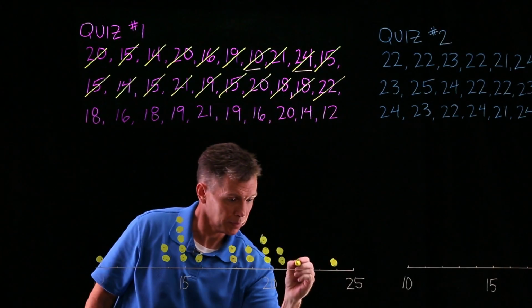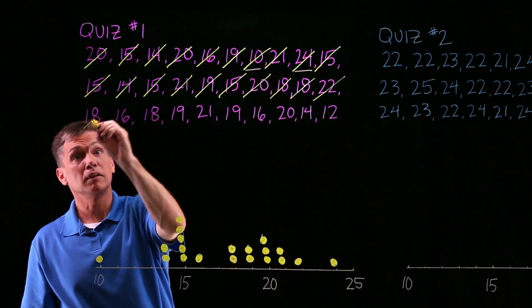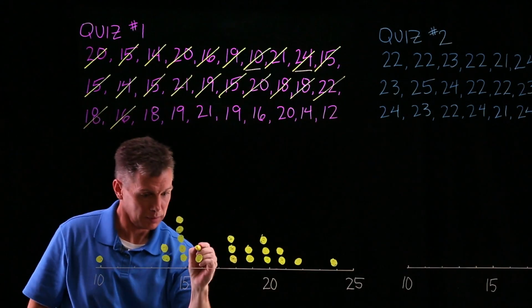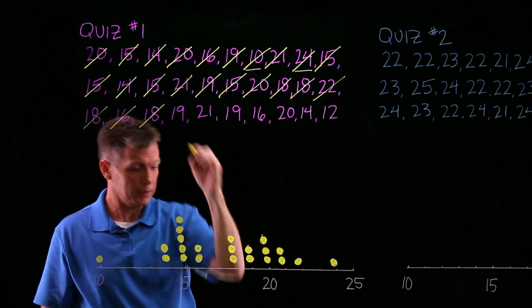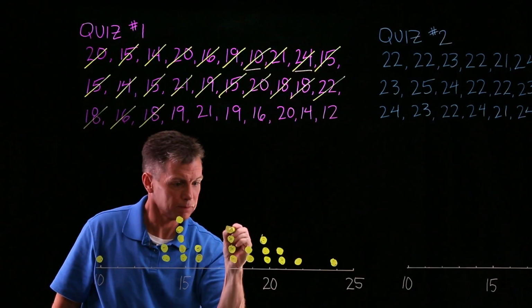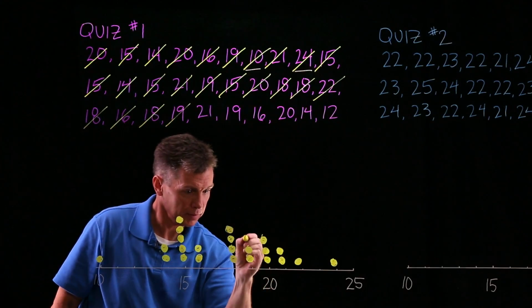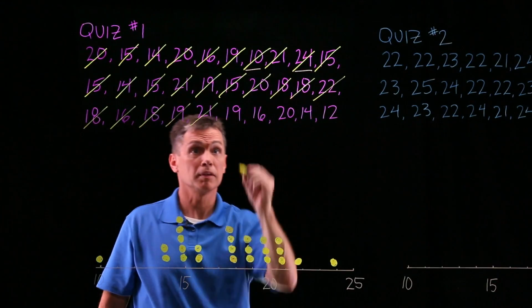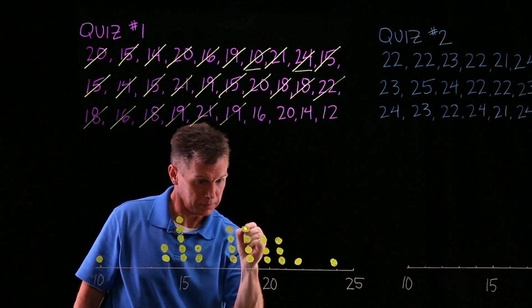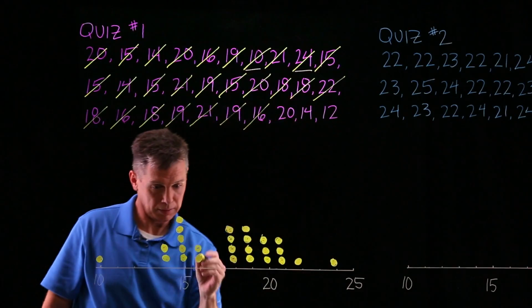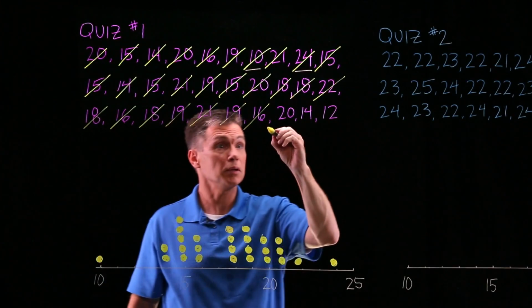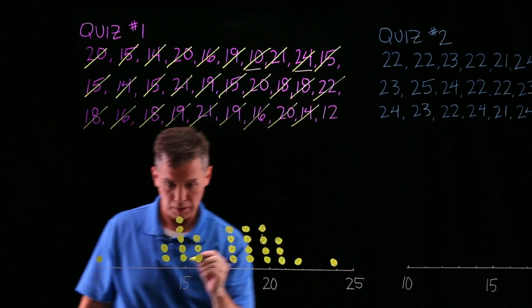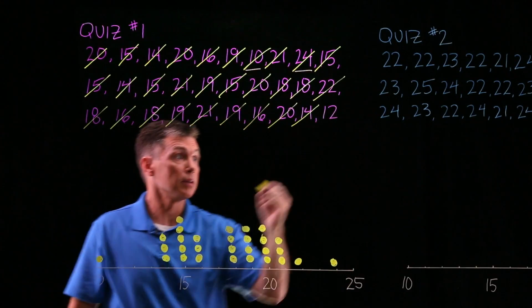22, another 18, 16, 18, 19, 21, 19, 16, 20, 14, and a 12.